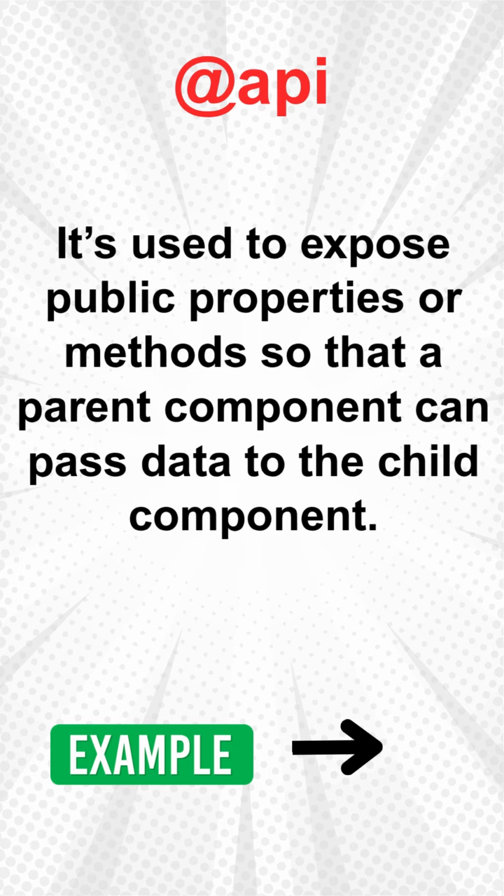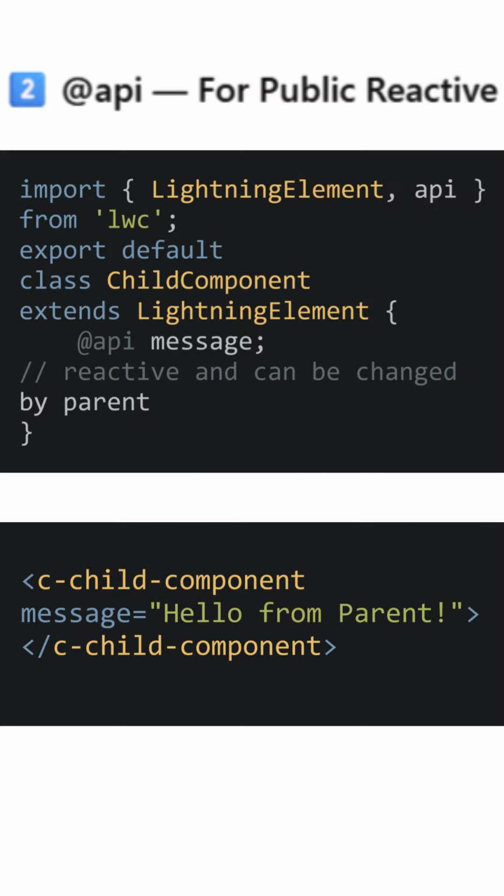@api is used to expose a public property or method so that a parent component can pass data to the child component. In the example, you can see we have written this in the child JS, and we have written @api message here. Now we are going to use this in the parent component.